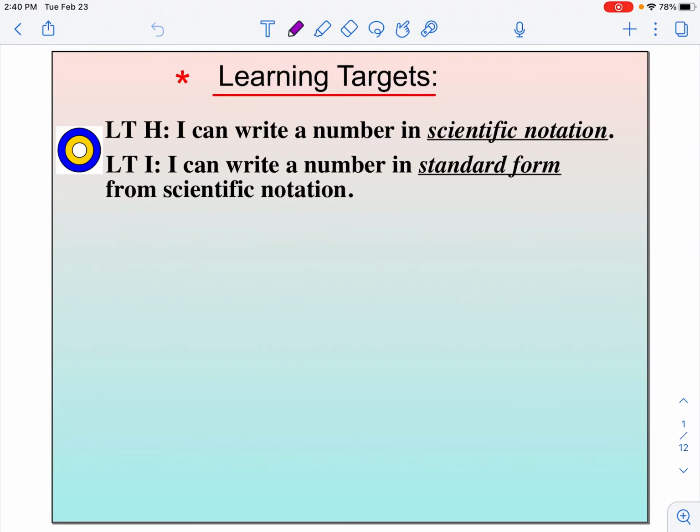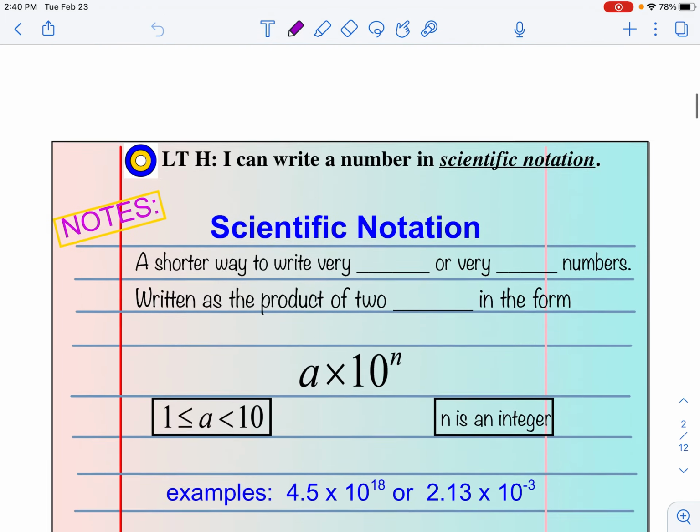Chapter 7, Day 9, we are going to work on learning targets H and I, and we are going to work on writing numbers in scientific notation and standard form.